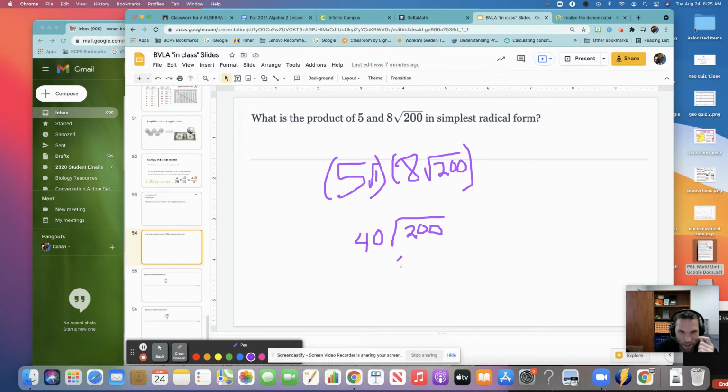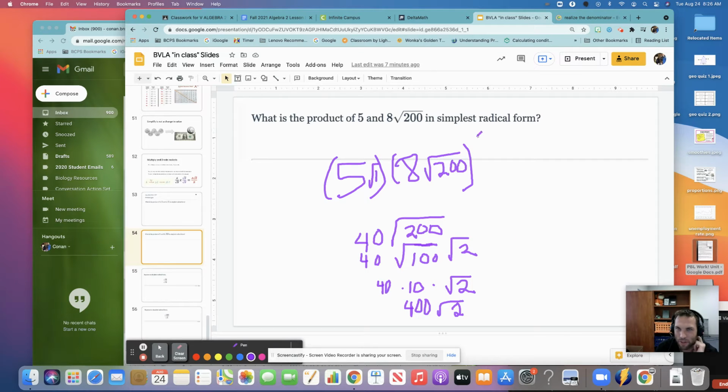So this one, I know when I see anything in the hundreds, it's like, oh yeah, that's 100, right? And 2 and 40, and then this turns into 10. So 40 times 10 times root 2, which is 400 root 2.